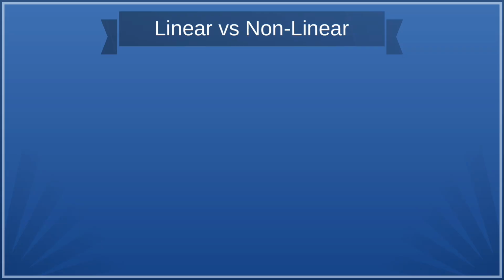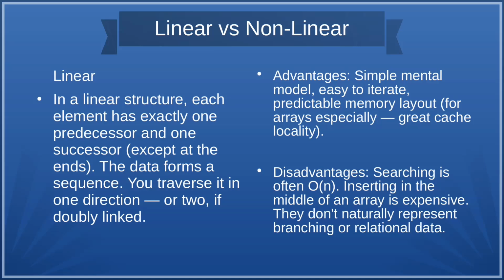Linear versus non-linear data structures. In a linear structure, each element has exactly one predecessor and one successor, except at the ends. The data forms a sequence, and you traverse it in one direction, or two if doubly linked. Think of that as your arrays and your lists.